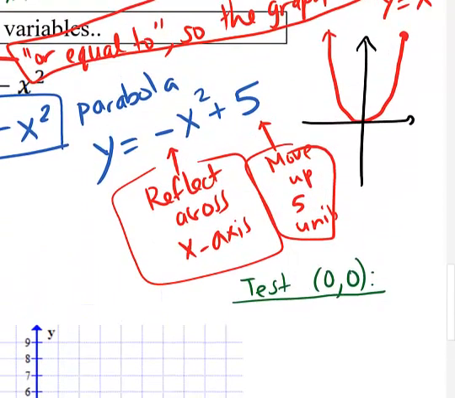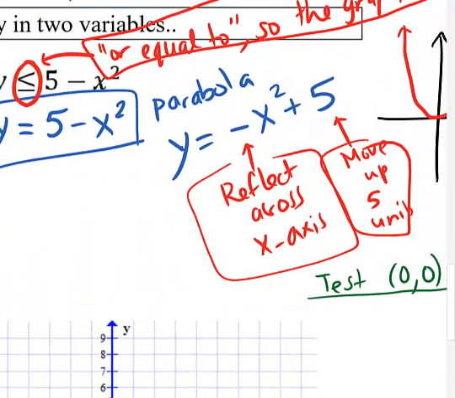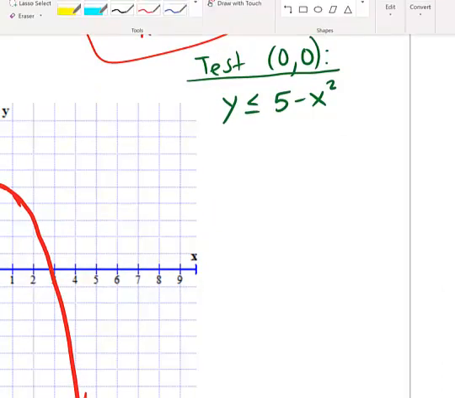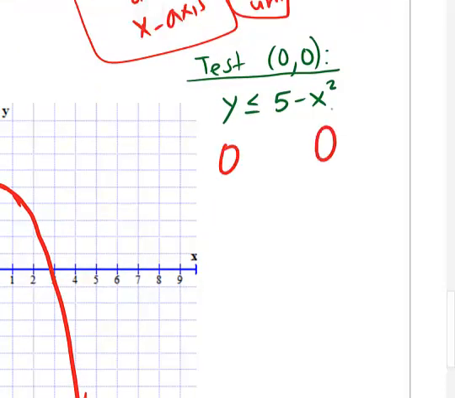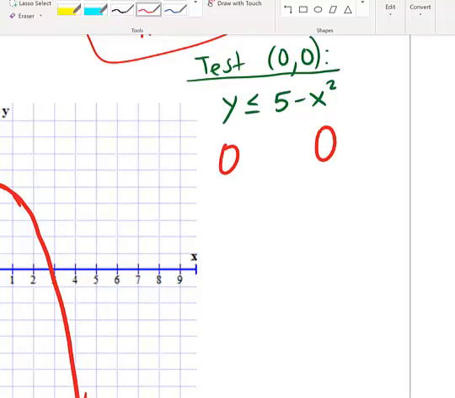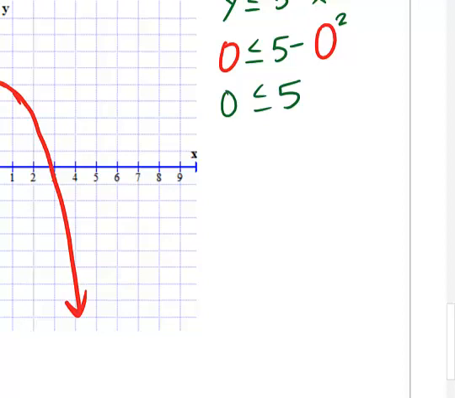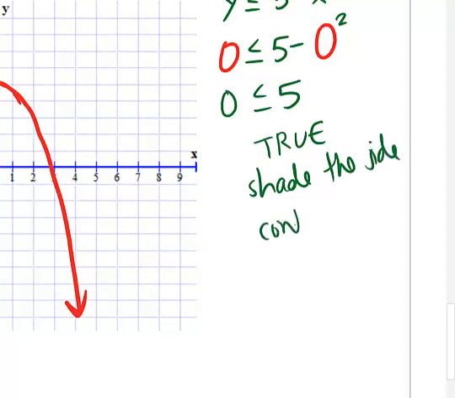Let's see, what did the original inequality look like? It was y less than or equal to 5 minus x squared. Okay. There we go. So I'm going to put a 0, 0 in there. Y is 0, X is 0. We'll see if it's true or false. Like we said, if it's true, you want to shade the side that had that point. If it's false, you want to shade the side that did not have that point. So it's 0 less than or equal to 5 minus 0, which is 5. Is 0 less than or equal to 5? Yes, that's true. So I'm going to shade, like we said, the side containing my test point, which was 0, 0.